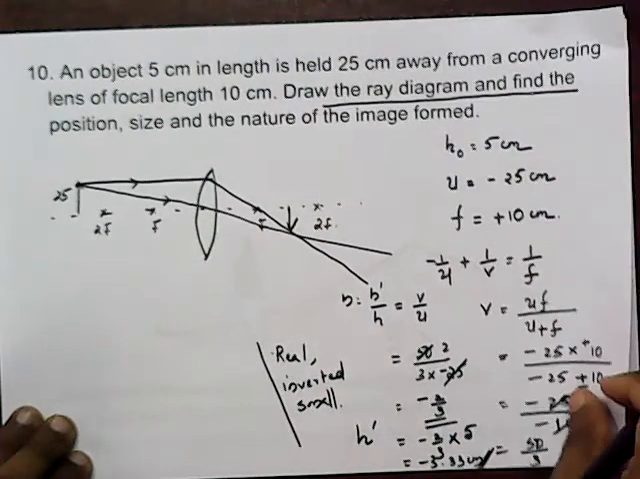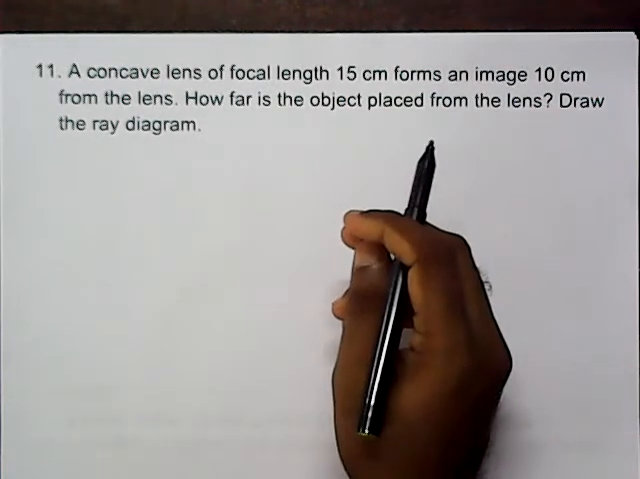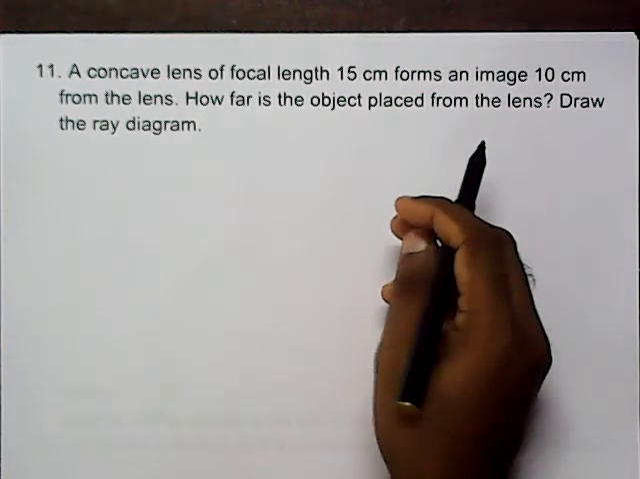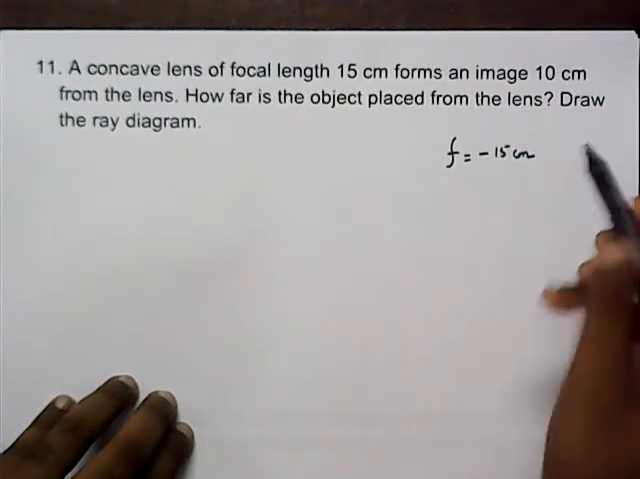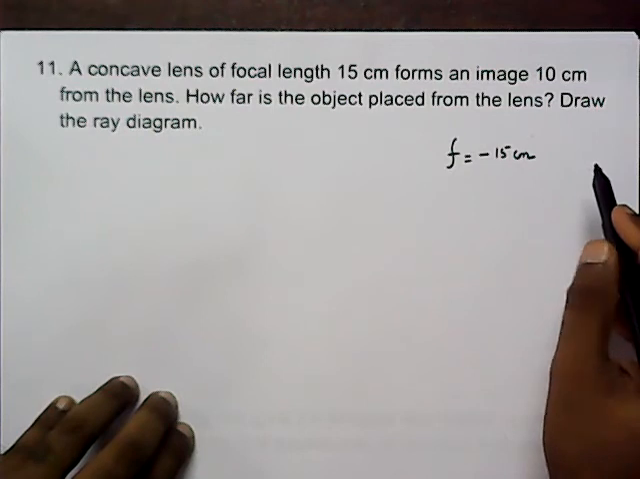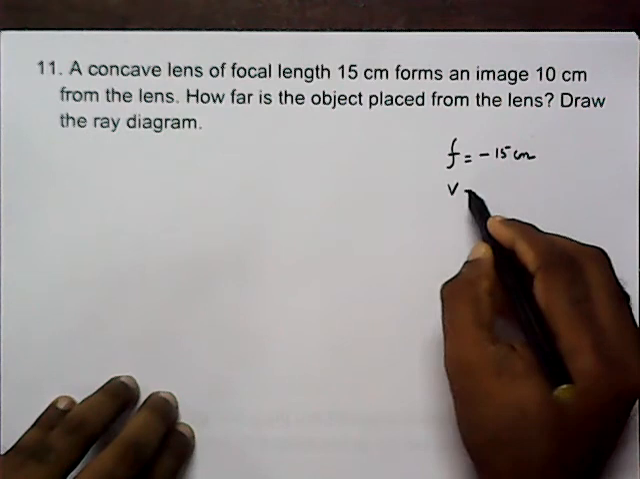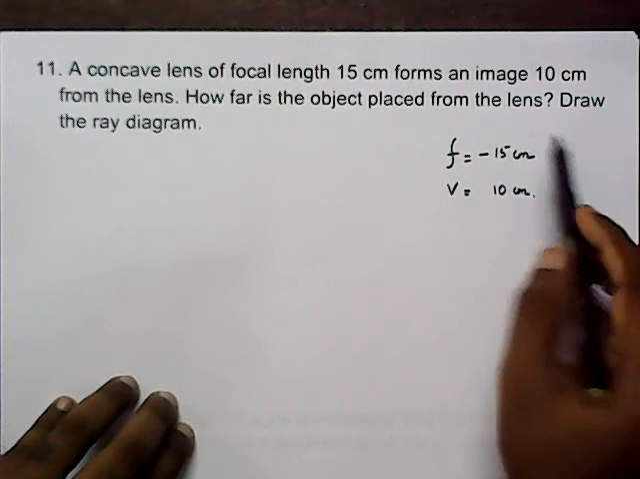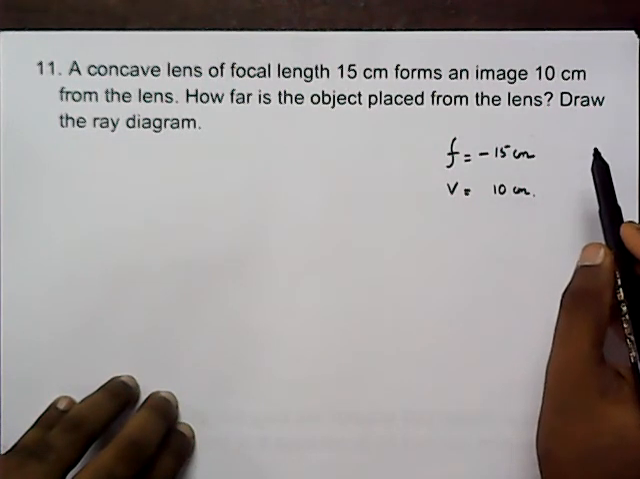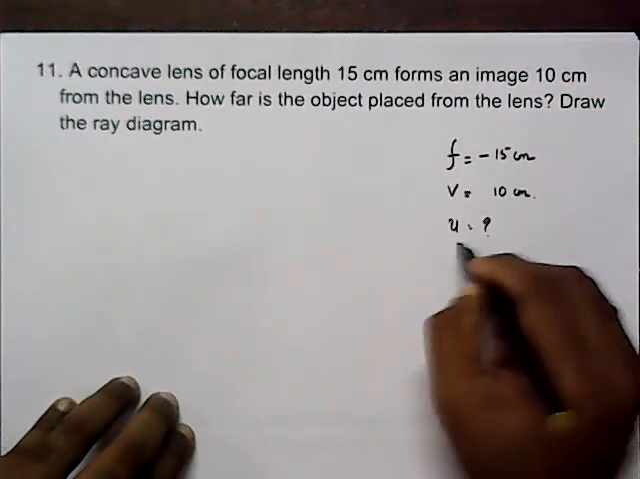Question number 11. A concave lens of focal length 15 centimeter, so f is given as minus 15 centimeter, forms an image 10 centimeter from the lens, so v is given as 10 centimeter. How far is the object placed from the lens? And also draw the ray diagram. So you need to find.